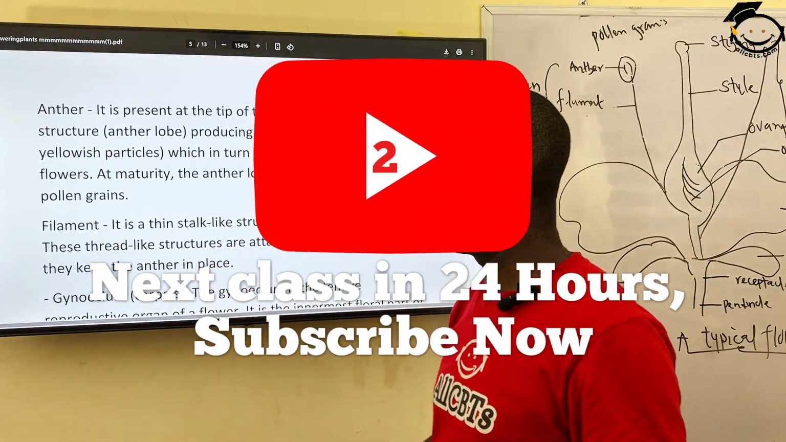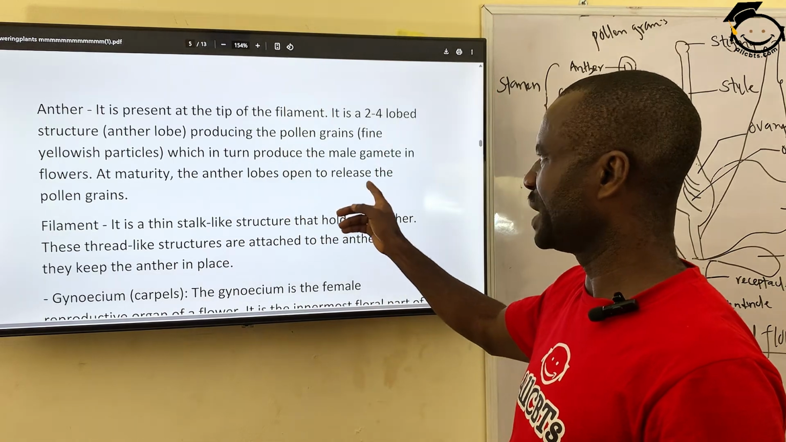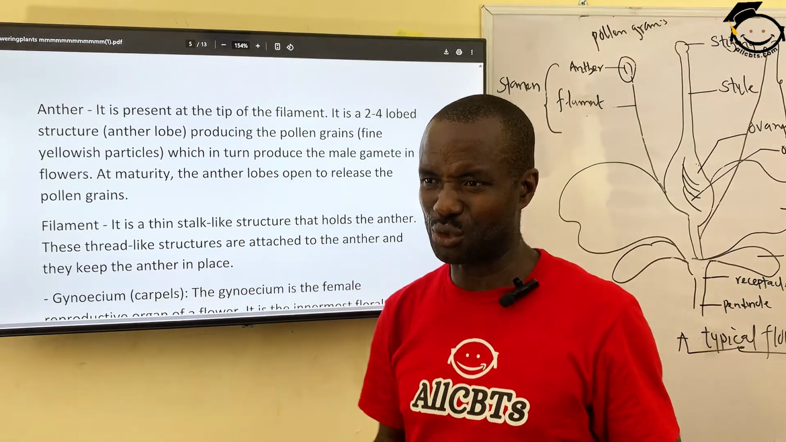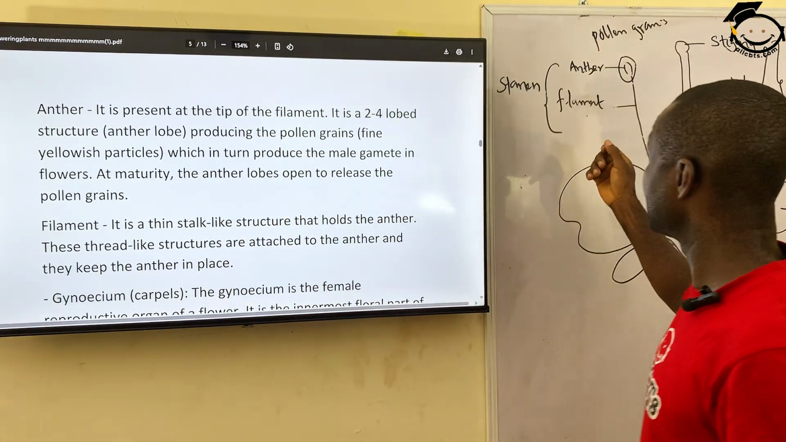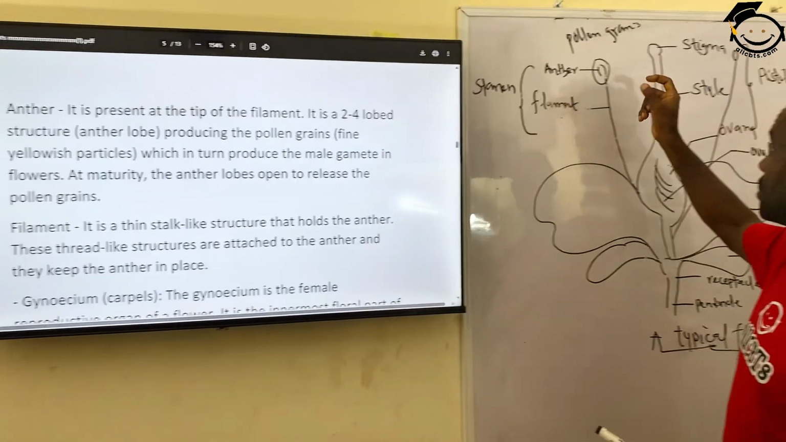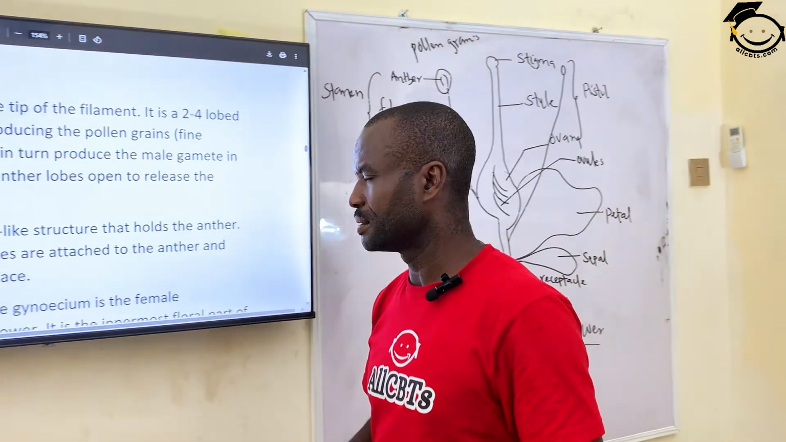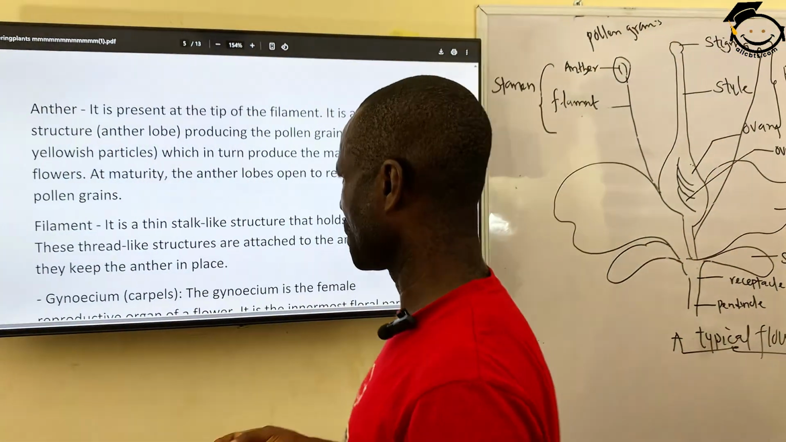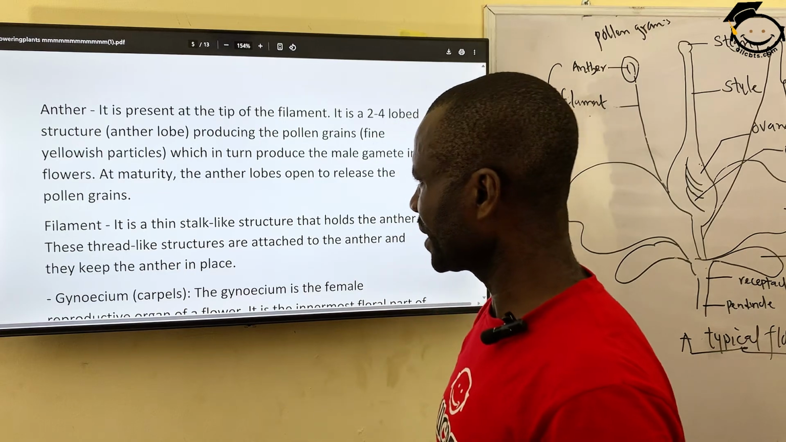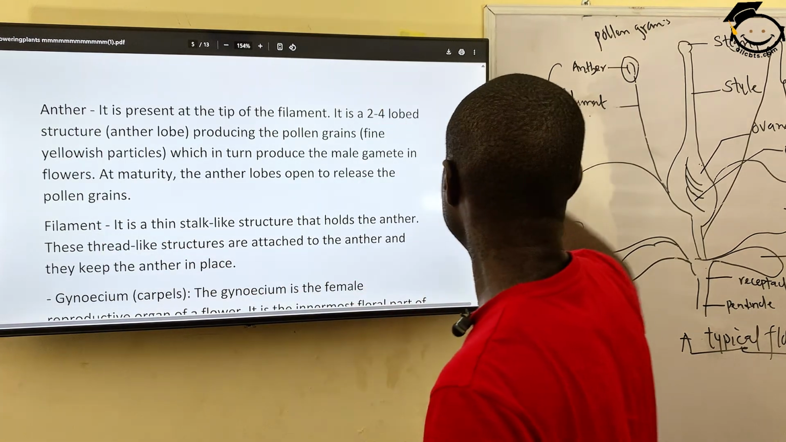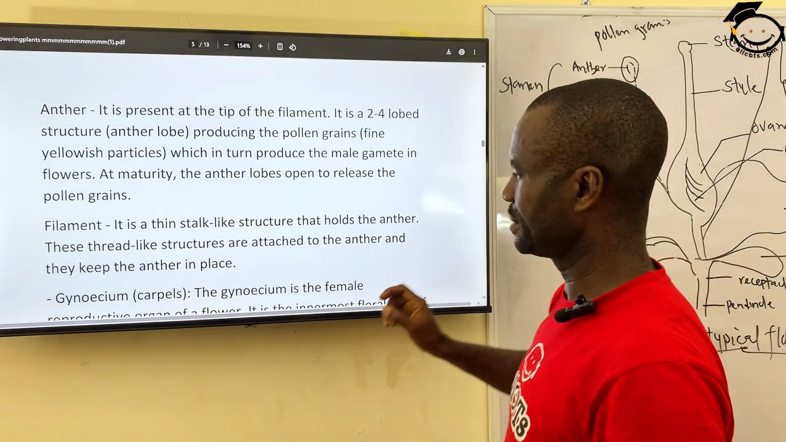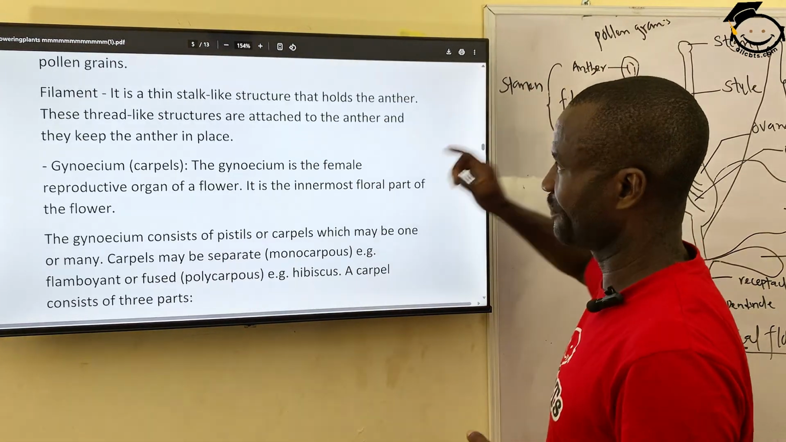At maturity, the anther lobes open to release the pollen grain. So when they are mature, they rupture to release these tiny particles called the pollen grain, which is the male sexual reproductive cell. Then the filament sustaining this anther, that is holding this, is the filament.